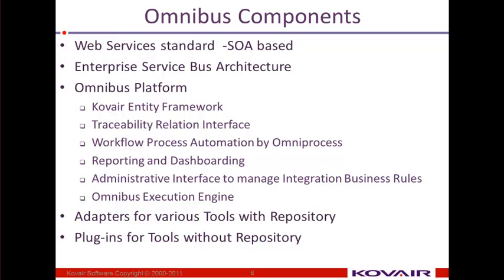The other component of Omnibus is the adapters. Of course, for every tool, you need the adapter. And we actually have two kinds of adapters. One we call the adapters for those tools which have got their own repository. So for example, Requisite Pro or Quality Center, which has got its own database or repositories, we have the adapters for them. Then you have the tools which do not have their own repository, like Visual Studio or Eclipse. For those, we have the plugins. So in the demo, Otanu actually will show you both the adapters and the plugins with respect to the individual tools.